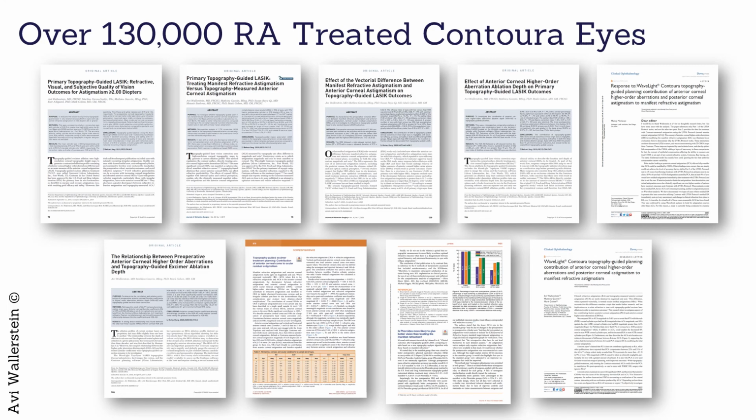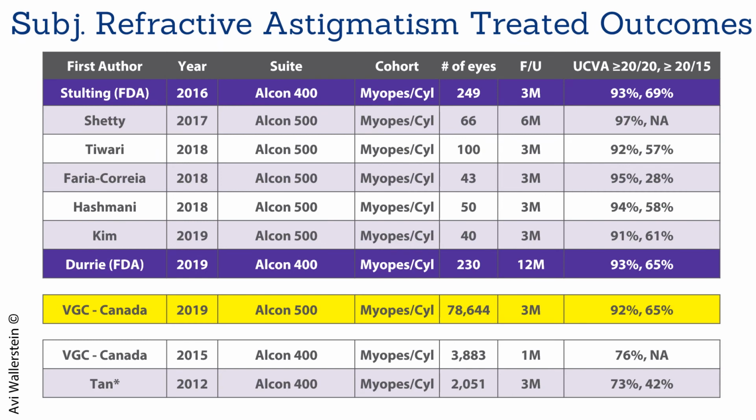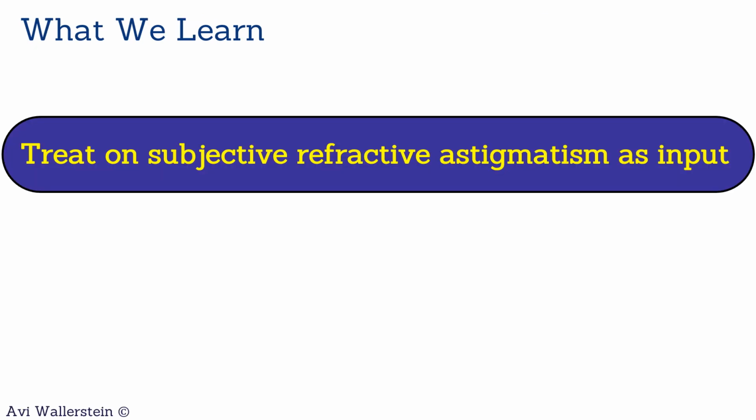Our surgeon group has treated over 130,000 Contoura eyes with refractive astigmatism as the input. Over 40,000 eyes have been contributed to the current literature. In addition, there is significant published evidence on refractive astigmatism treated outcomes that further adds validity to our findings. Our take-home message is to treat on the subjective refractive astigmatism as input for topography-guided Contoura eyes.